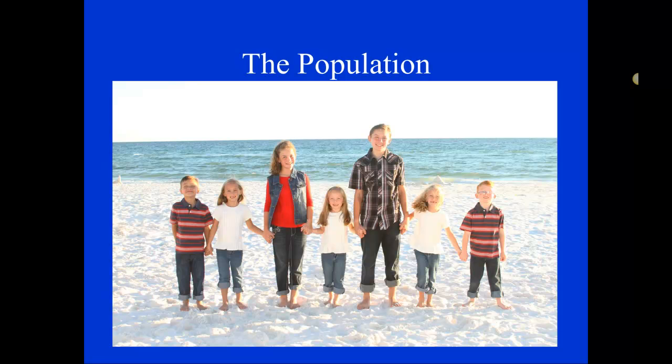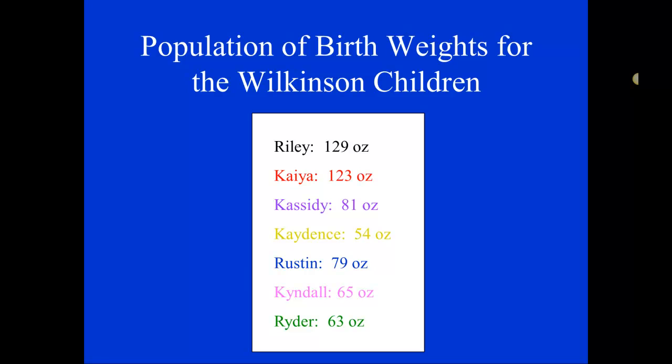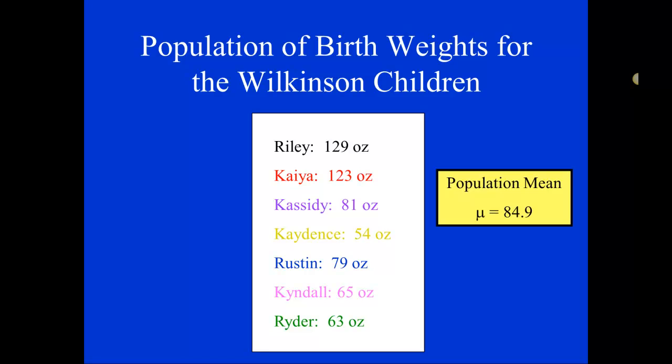To start off with, here's the population. These are all the birth weights in ounces for all the members of the population. So our population size is only seven kids. Here's a list of all the children and their birth weights. The mean of all the individuals in this population is 84.9. So that's my population mean.